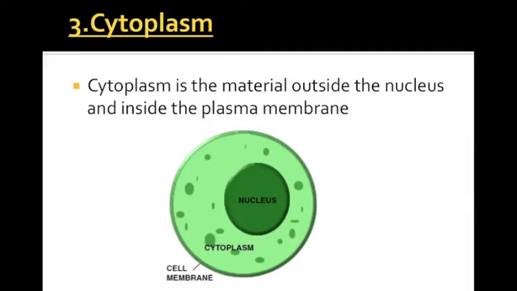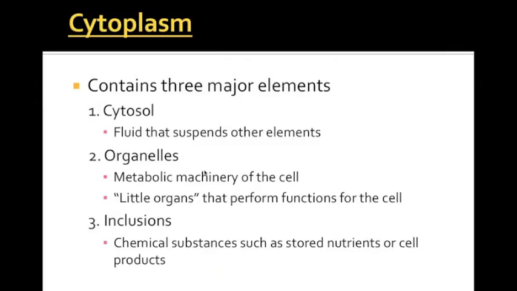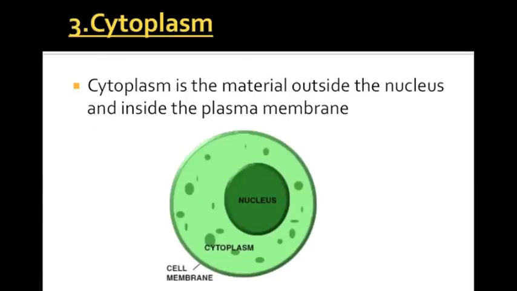Our third main anatomical component of the cell is called the cytoplasm. And basically, the cytoplasm is everything in between the nucleus and the plasma membrane. So it's all of this in between. The cytoplasm also has three major elements within it. The cytosol, and that would be the jelly type of substance that's holding everything up.